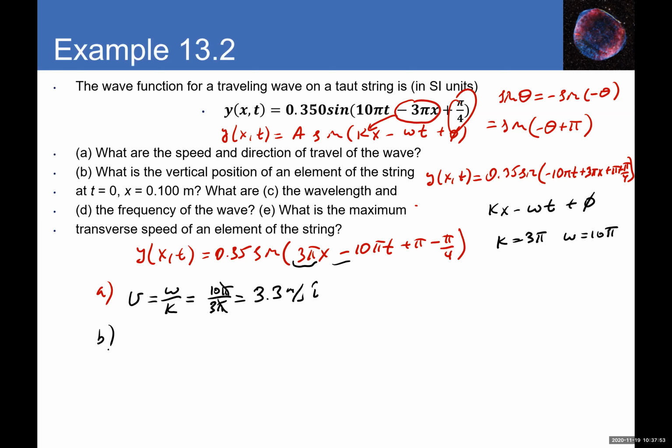For part B, it says, what is the vertical position of an element of the string at t = 0, x = 0.1? Okay, that means we just add those two together, right?